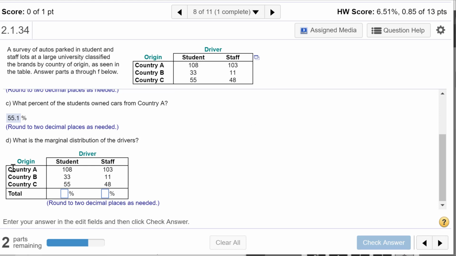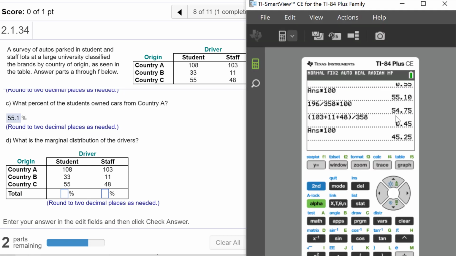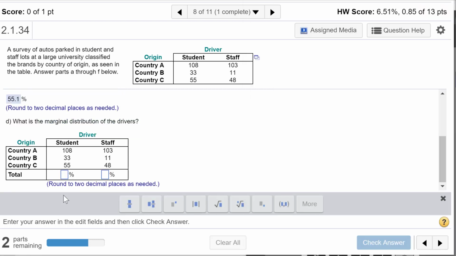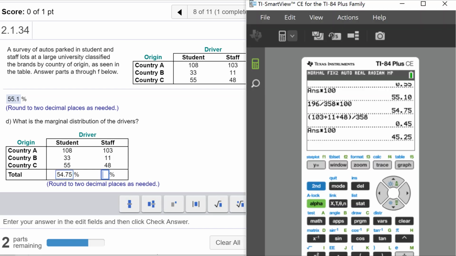Okay, part D, what is the marginal distribution of the drivers? So we want to know what percent of the total are students, and what percent of the total are staff. So we're going to add those up and then divide by 358, and add these up, divide by 358. And then times 100 to convert it to percent, 54.75%. And the staff, same thing. I'm going to get 45.25%.